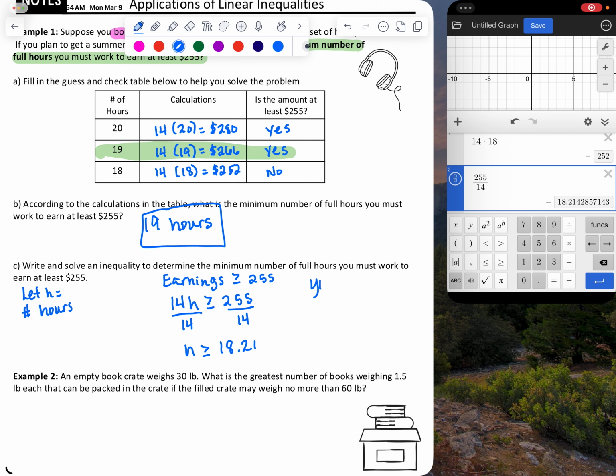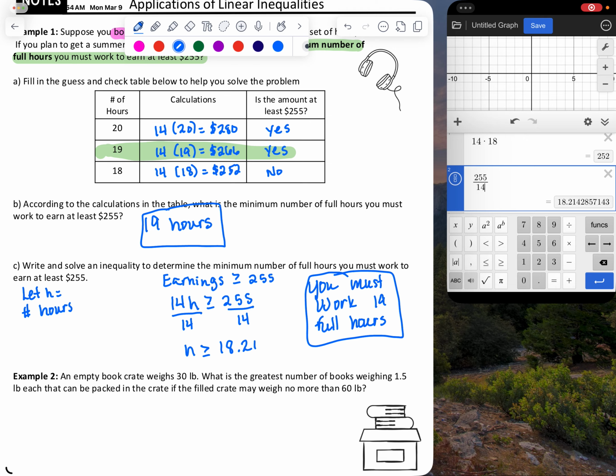So you must work at least, I'm sorry, let's say, the question was, what is the number of full hours you must work? So I'm going to answer it like this. You must work 19 full hours. Okay.